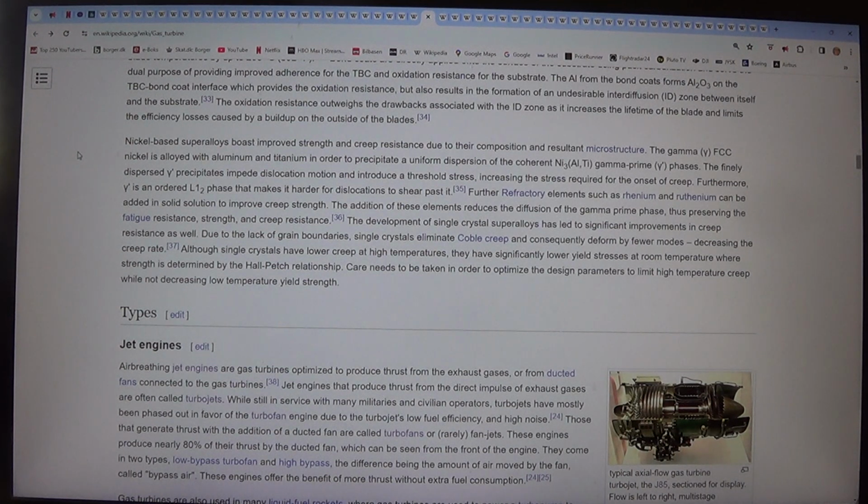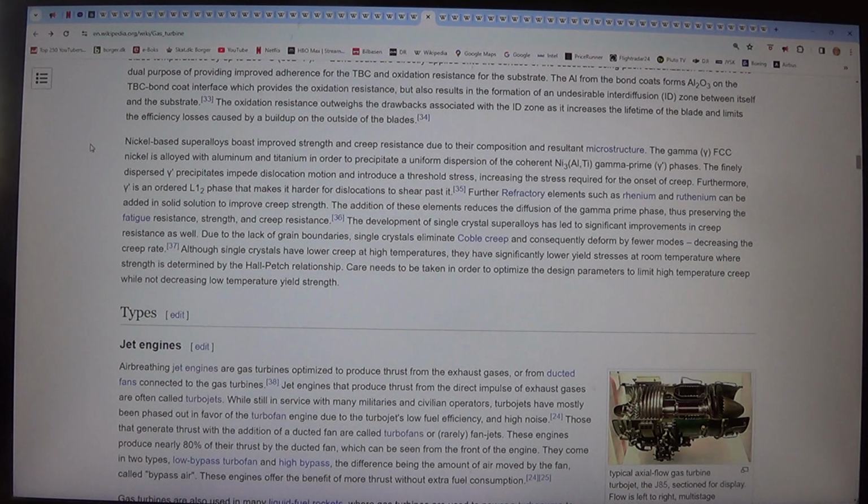Nickel-based superalloys boast improved strength and creep resistance due to their composition and resultant microstructure. The gamma FCC nickel is alloyed with aluminum and titanium in order to precipitate a uniform dispersion of the coherent Ni3(Al,Ti) gamma prime phases. The finely dispersed gamma prime precipitates impede dislocation motion and introduce a threshold stress, increasing the stress required for the onset of creep. Furthermore, gamma prime is an ordered L12 phase that makes it harder for dislocations to shear past it.